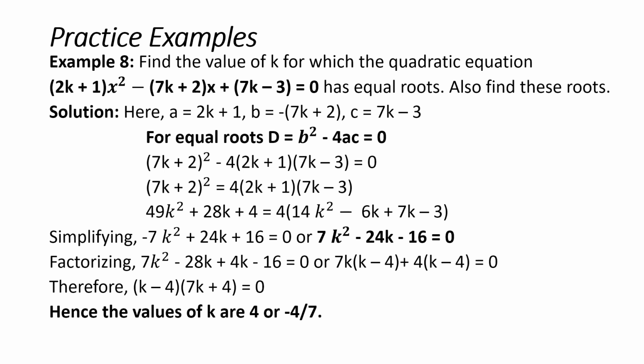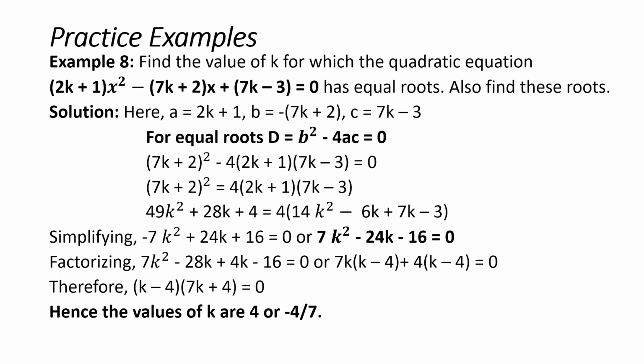Example 8. Find the value of k for which the quadratic equation (2k + 1)x² − (7k + 2)x + (7k − 3) = 0 has equal roots. Also find these roots. Now first thing is we compare with the standard equation ax² + bx + c = 0. So a is 2k + 1, b is −(7k + 2) and c is 7k − 3.